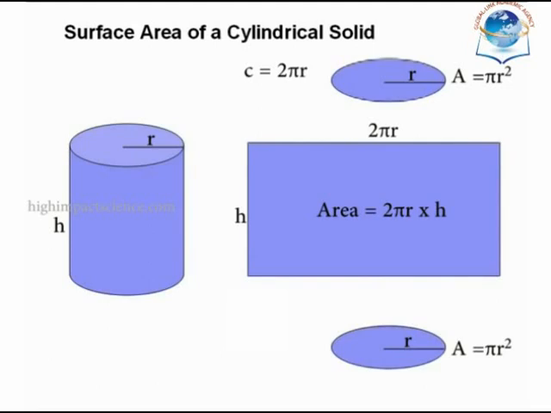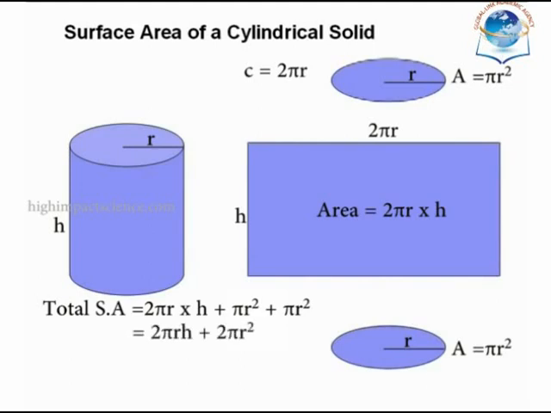So total surface area is equal to 2 pi r times h, the surface area of the curved surface, plus pi r squared, the surface area of one circle, plus pi r squared, the surface area of the other circle. That gives us 2 pi r h plus 2 pi r squared. We can factorize 2 pi r and we shall have 2 pi r into (h plus r). This is the formula for finding the total surface area of a closed cylinder.